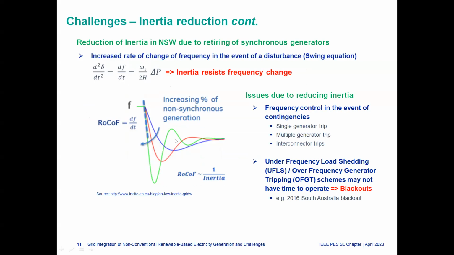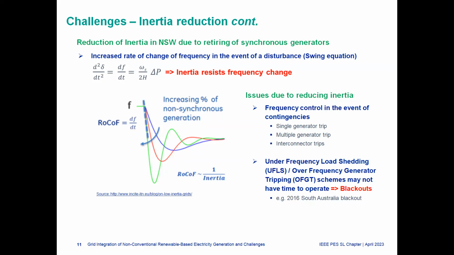So this plot also shows that if you have reducing inertia, the rate of change of frequency will increase, because the rate of change of frequency, or ROCOF, is proportional to 1 over inertia, if you look at here. So if your inertia is reducing, the rate of change of frequency will start to increase when there is a disturbance. It could be a generator trip, multiple generator trips, or interconnector trips supplying megawatts to a certain area. So frequency control can be significantly affected.